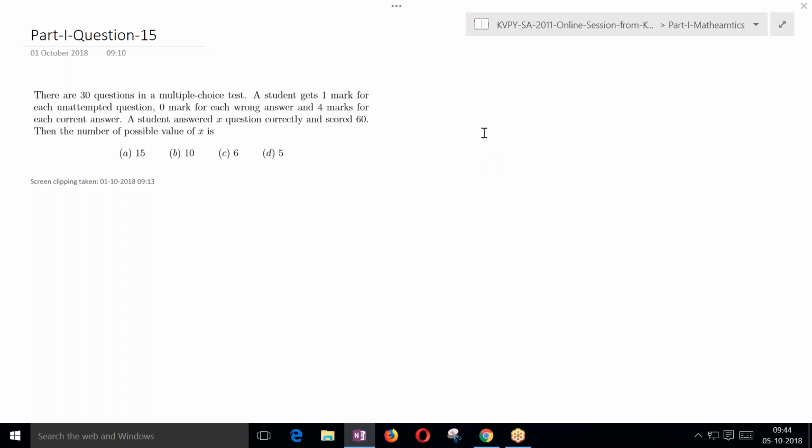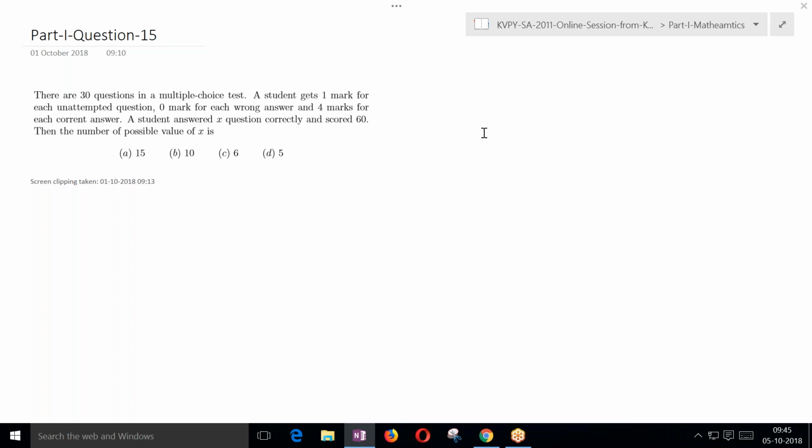So let me read question 15. There are 30 questions in a multiple choice test. A student gets 1 mark for each unattempted question, 0 mark for each wrong answer, and 4 marks for each correct answer. A student answered X questions correctly and scored 60. Then the number of possible values of X is what?